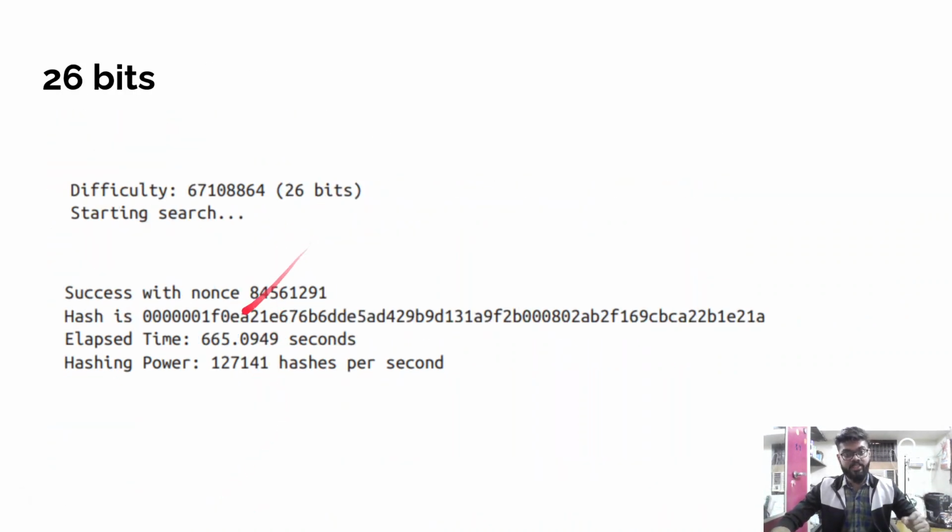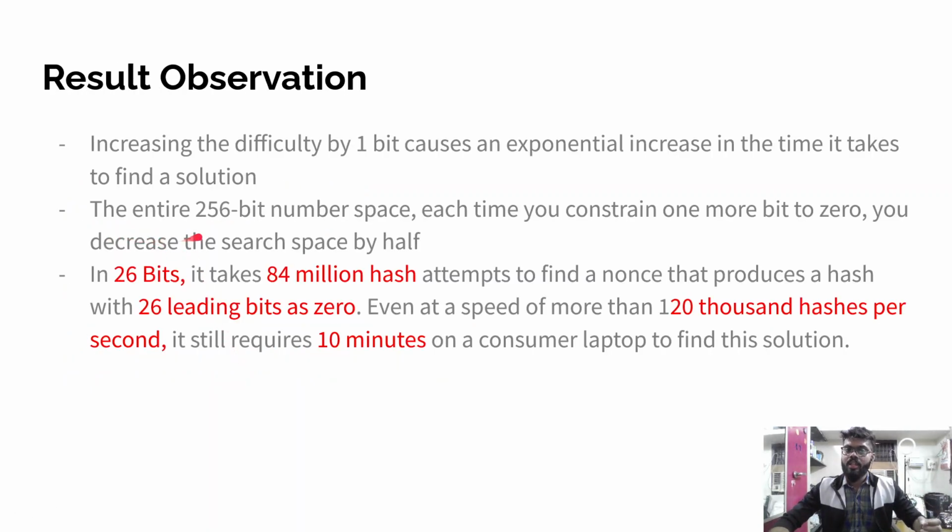For 26 bits, it's 665 seconds. This is very high, right? So the entire 256-bit number space, if you constrain one bit to 0, that is one leading bit, the search space reduces by half. Okay, are you getting that?